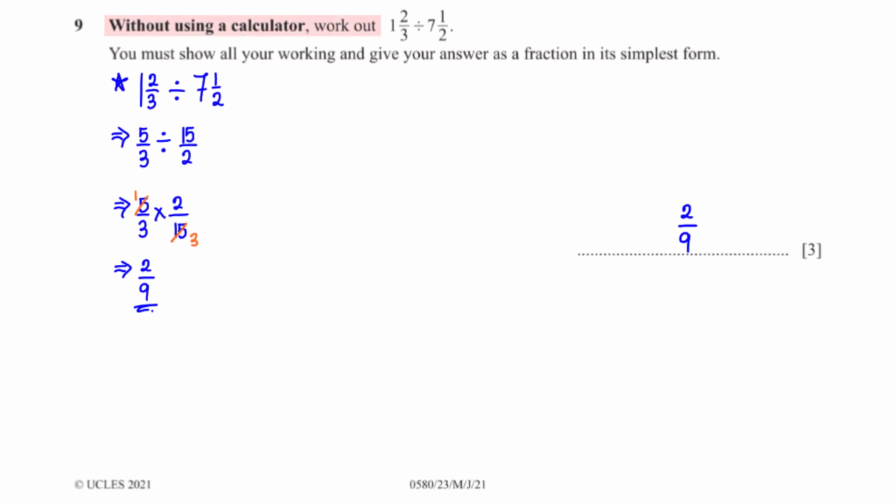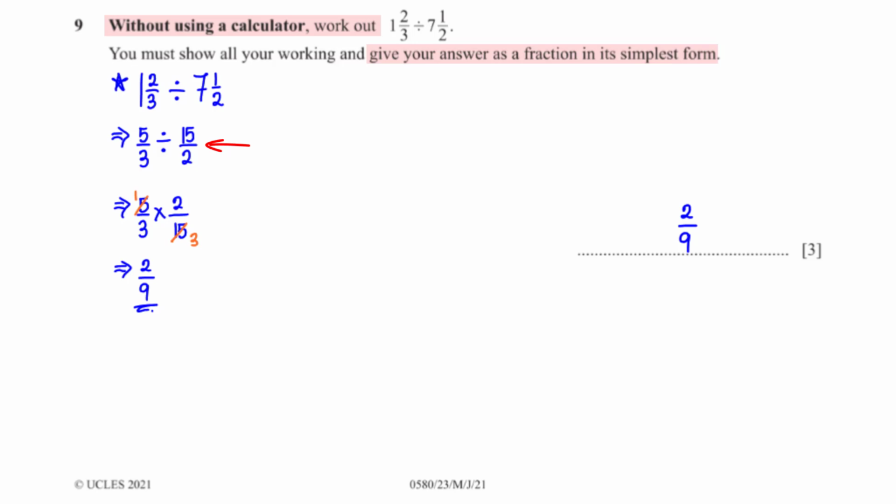Without using a calculator, work out 1 and 2/3 divided by 7 and 1/2. You must show all your working and give your answer as a fraction in its simplest form. In the first step, we convert all the mixed fractions into improper fractions. For 1 and 2/3, 3 times 1 is 3 plus 2 is 5 over 3. Then for 7 and 1/2, we have 2 times 7, which is 14, plus 1, which is 15 over 2.